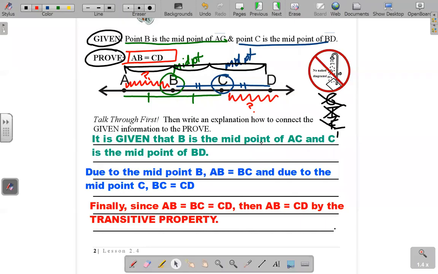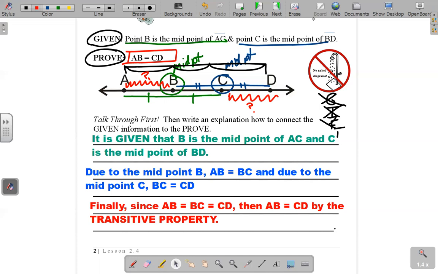And look up here. Your wording does not have to be exactly the same as mine, but I want you to check mark the statements that are similar. Let me go ahead and move that. So first I restated the given. So you should have a statement that restates the given information. Oh, no. You gotta be specific. Be specific. You should have said something like, because of those midpoints, AB and BC are equal, BC and CD are equal. So check, you have that.